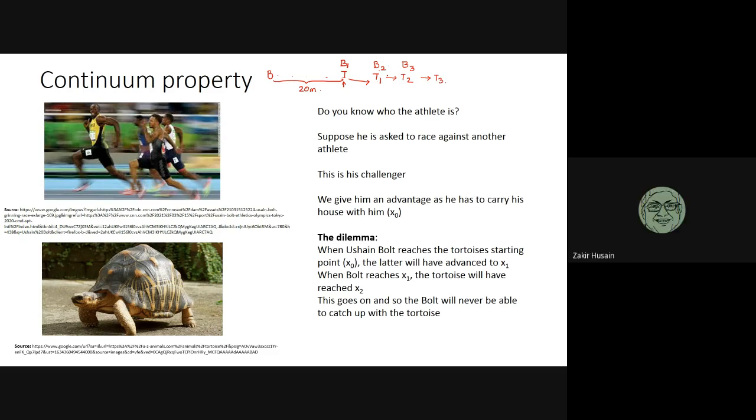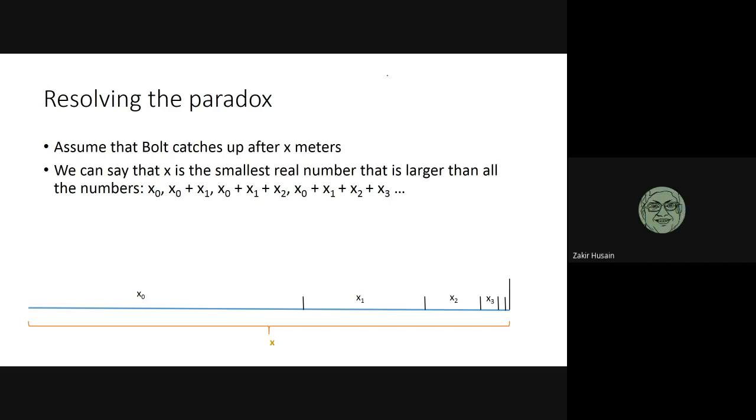No, but just think about how I have framed the problem. The way that I have framed the problem, Bolt will never be able to catch up with a tortoise, right? But do you think that it's very logical? The fastest man racing a tortoise. No, it's not logical. So how do we resolve the paradox?